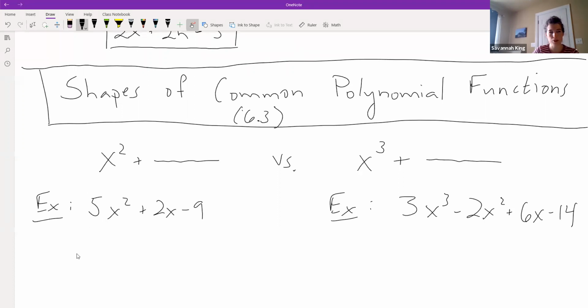Other examples, I'm going to lead off with a negative here. Remember that we can skip terms. We don't always have to have x to the first there. Let me see, I make this negative. We have something like that. So all kinds of different ways, as long as we start off with an x cubed and then trail off from there, or we start off with an x squared and then trail off in there.